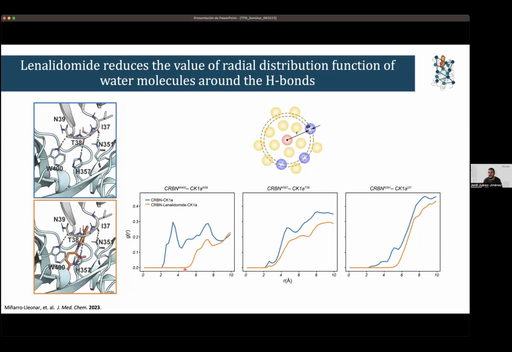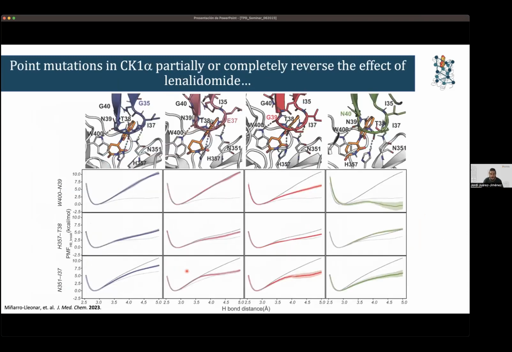So we said, okay, that's it. We got it. We know that if the RDF is low, that hydrogen bond will be hard to break. If the RDF is high, then that hydrogen bond won't be as difficult to break. So we went and tested whether different mutants that were described for CK1 alpha at the time, and their interaction with Cereblon, affected the hydrogen bonds.